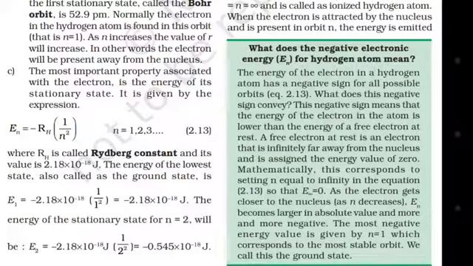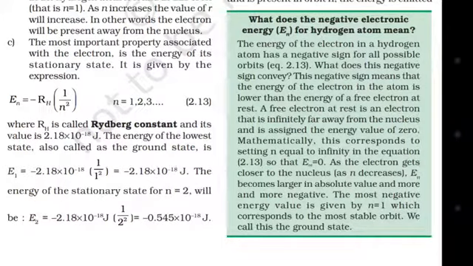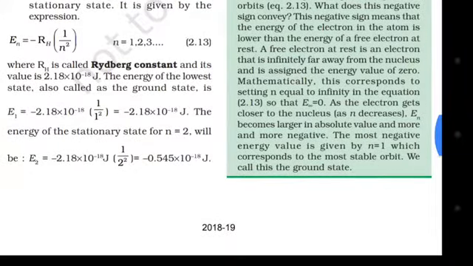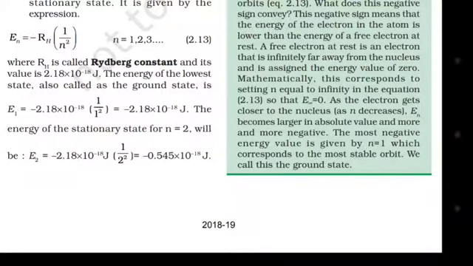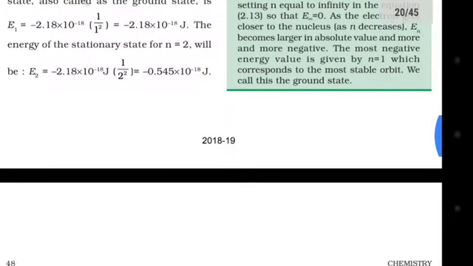This negative sign means that the energy of the electron in the atom is lower than the energy of the free electron at rest. A free electron at rest is an electron that is infinitely far away from the nucleus and is assigned the energy value of 0. Mathematically, this corresponds to setting n = infinity in equation 2.13, so that E∞ = 0. As the electron gets closer to the nucleus, as n decreases, En becomes larger in absolute value and more negative.